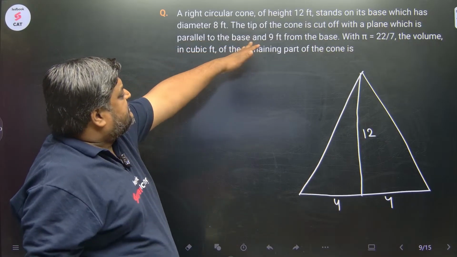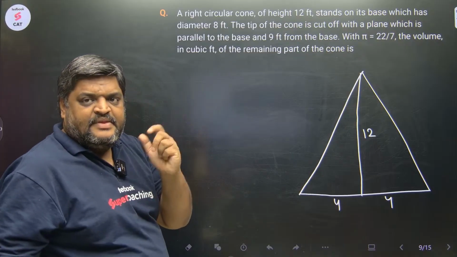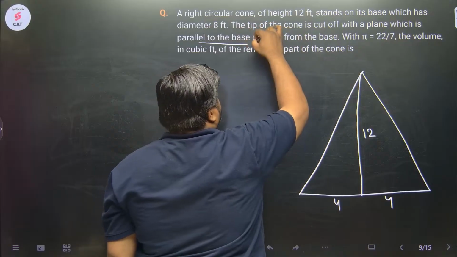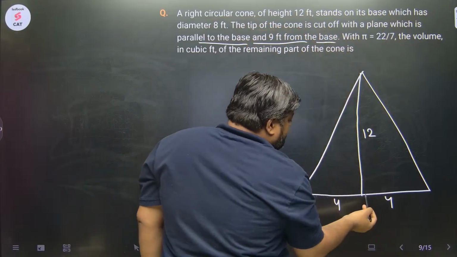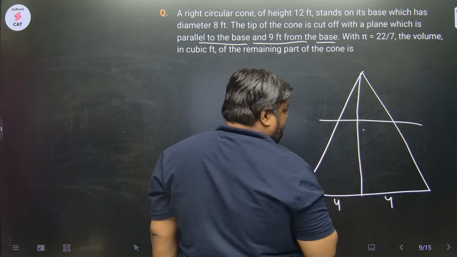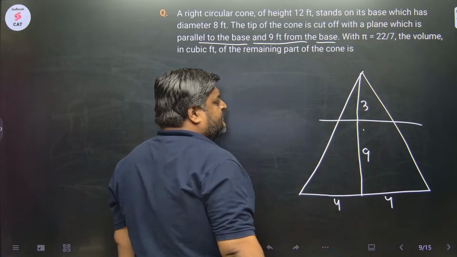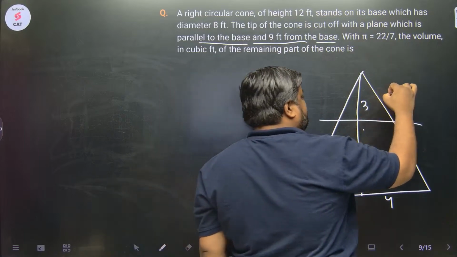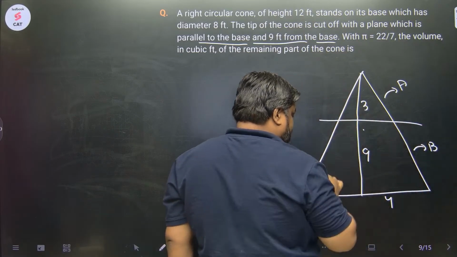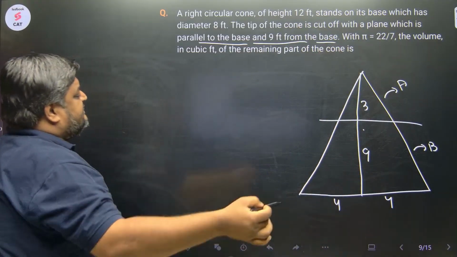The tip of the cone is cut off with a plane which is parallel to the base. Like the last question. The tip of the cone is cut off with a plane which is parallel to the base and 9 feet from the base. Base se 9 feet upar aisa cut kar diya parallel to the base. So this is 9, so this would be 3 because the height was 12. Again, isko piece A bol dete hain, isko piece B bol dete hain. Piece B means this is piece B and the entire is original. Same concept use hoga.